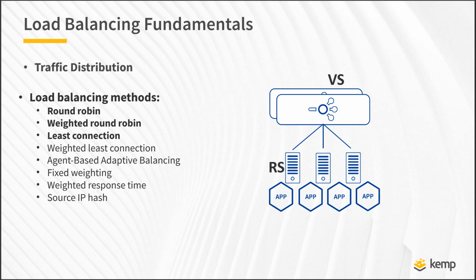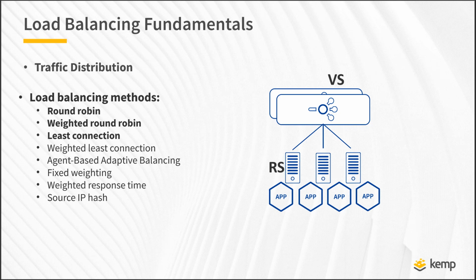Then we have something called least connections. That's based on the capacity of the servers, the current load. We have weighted least connections. We have something called agent-based adaptive load balancing. This is where we provide some sort of agent on the server or application to say, based on what you see, you tell me if you're available to make a connection, and I'm then going to make a decision. So we're getting more application or server specific information. Then fixed weighting and weighted response time. When we talk about how the load balancer determines how healthy the server is, we'll see where weighted response time can come into play.